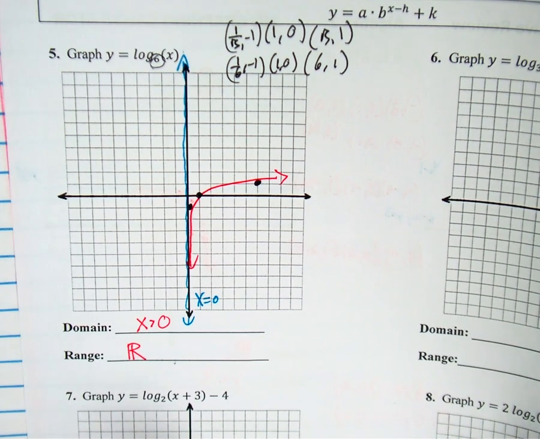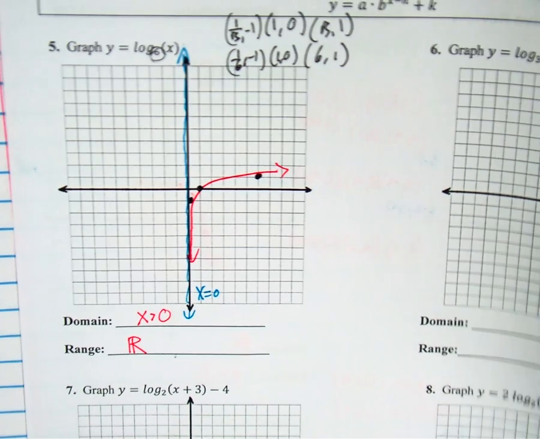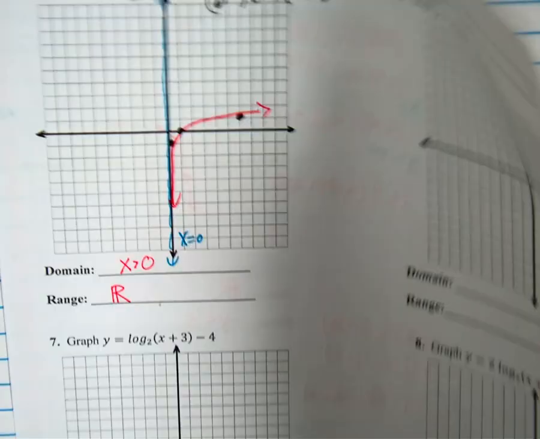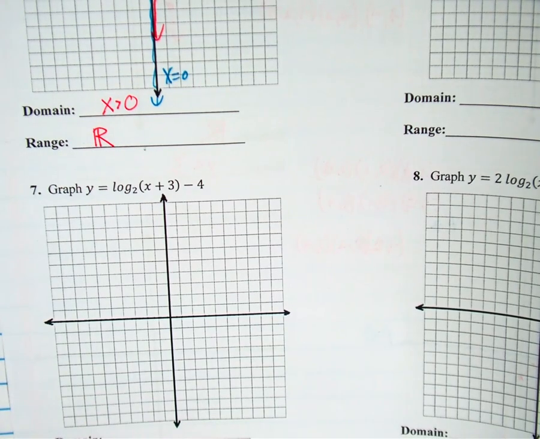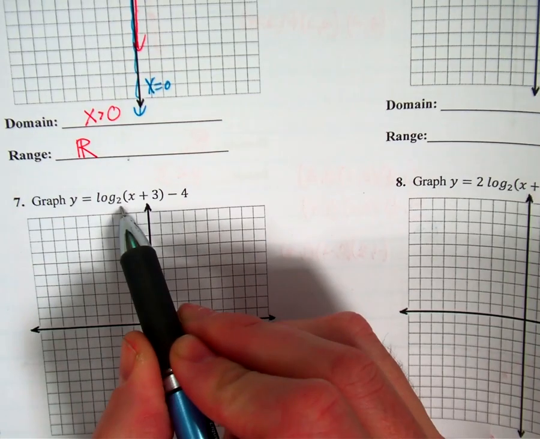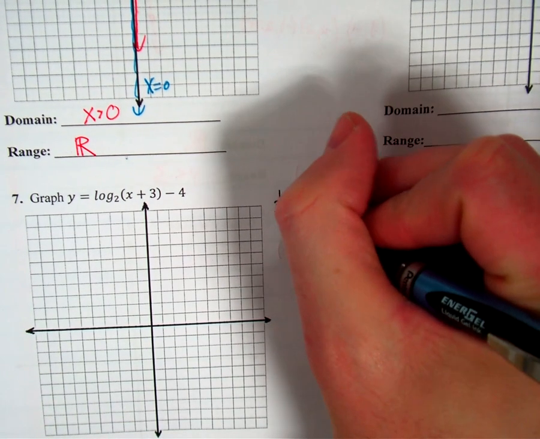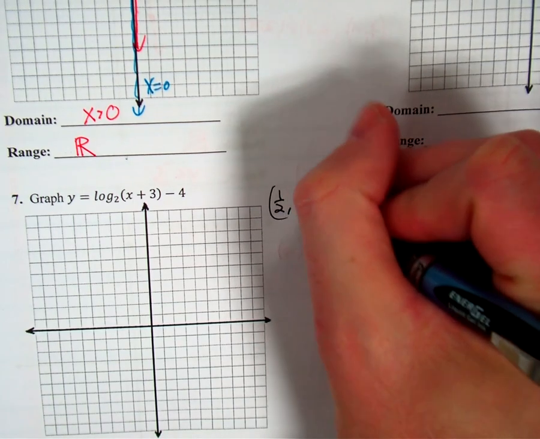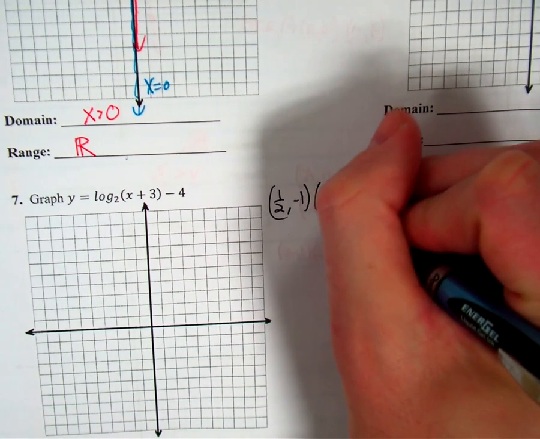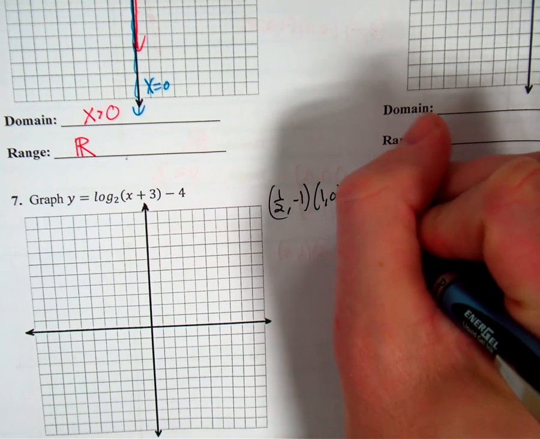And then in class, I think we did one of the middle ones. We didn't do the toughest one. Saved that for you. Let's go down there and do number 7. Okay, so our b number this time is 2. So I'm going to have 1 over 2, comma negative 1, 1 comma 0, 2 comma 1.